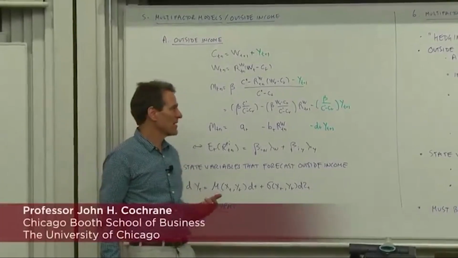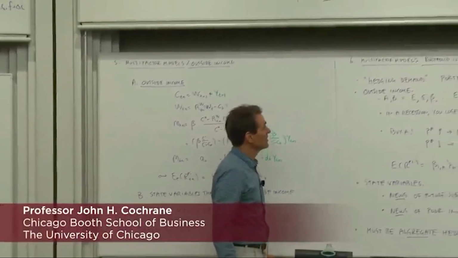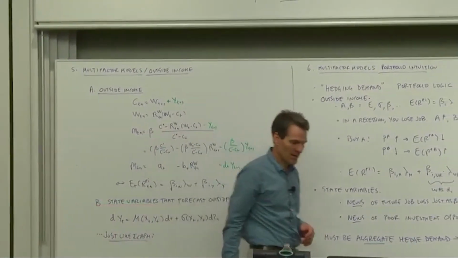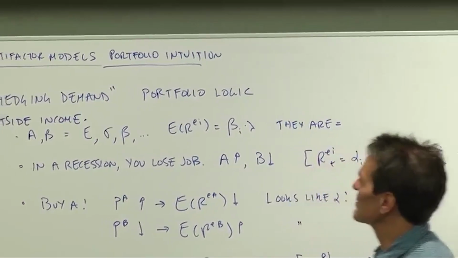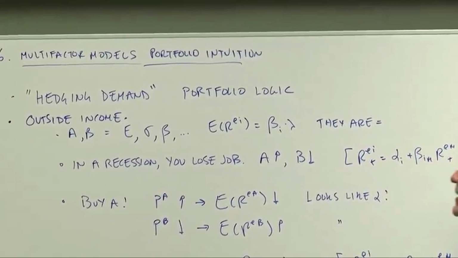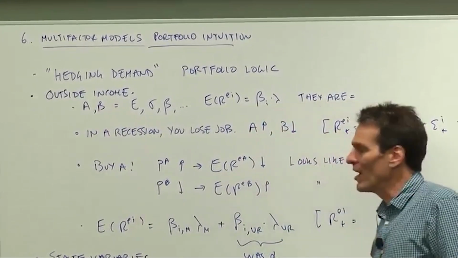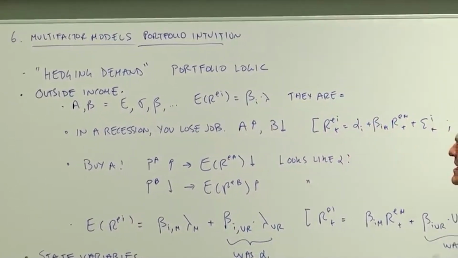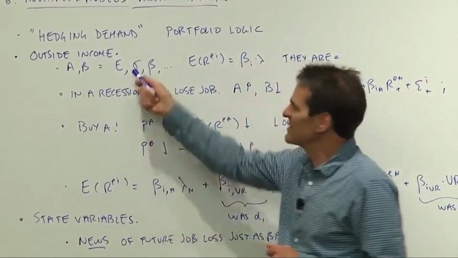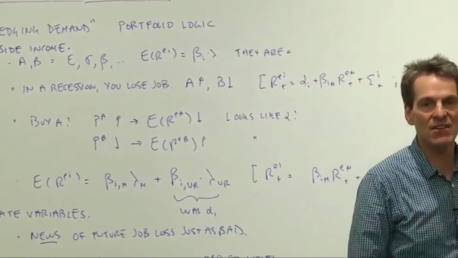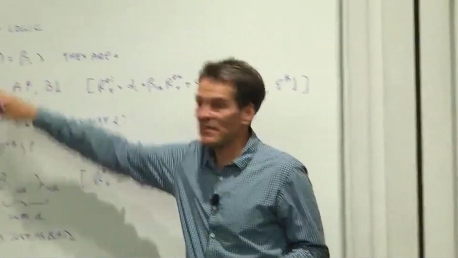Let me step back a minute from derivatives of value functions, talk a little bit more about the intuition of multi-factor models, and I want to try to get you to believe them. So let's look at the portfolio logic behind how multi-factor models might work. Let's take outside income or the possibility of unemployment as an example. Consider two assets, assets A and B. And assets A and B have the same mean, the same standard deviation, the same beta on the market portfolio. So they must yield the same expected return, right?